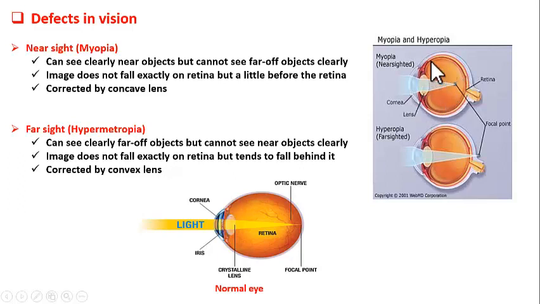The reason for this is defects in eye lens. In this defect, there will be change in the focal length of the lens. There will be less focal length than required. Okay, so focal length తగ్గిపోయి ఉంటుంది.